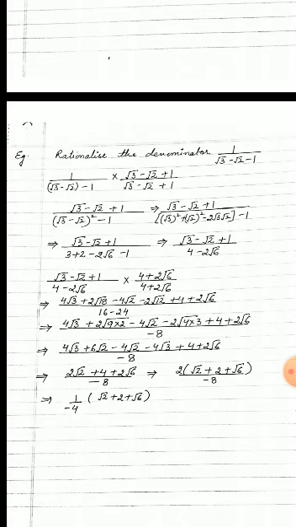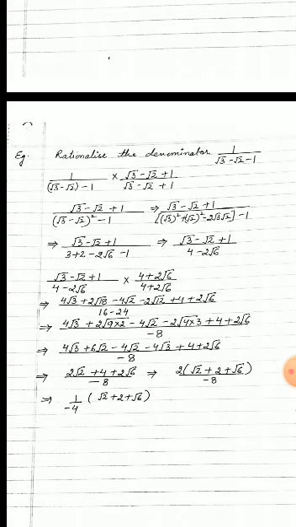So root 3 minus root 2 acts as a single number. So the conjugate will be root 3 minus root 2 plus 1. So we'll multiply by root 3 minus root 2 plus 1 in the numerator as well as in the denominator. We obtain in the numerator root 3 minus root 2 plus 1, and in the denominator we have (root 3 minus root 2) whole square minus 1 whole square. I have just written 1 over here because 1 square is 1.